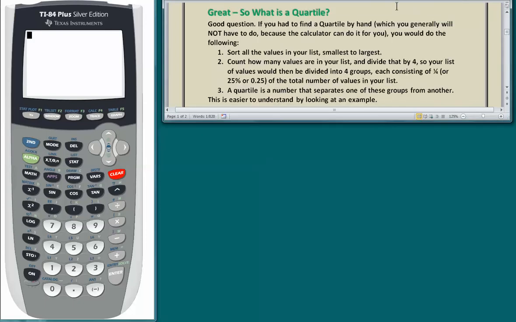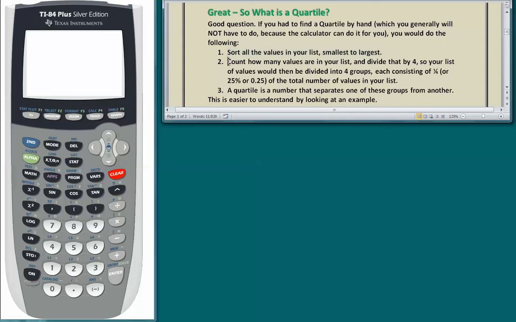So I imagine you're now asking the question, so what exactly is a quartile? Well, that's a good question. If you had to find a quartile by hand, which you generally will not have to do, because the calculator can do it for you, you would do the following. You would sort all the values in your list. That would be step one. The problem would give you a list. You would put those in your calculator and you would sort them.